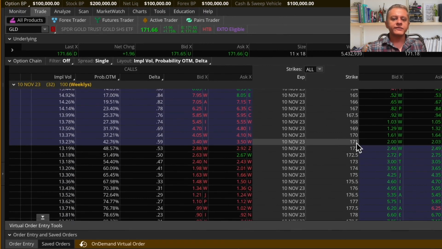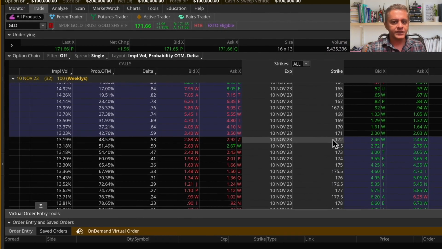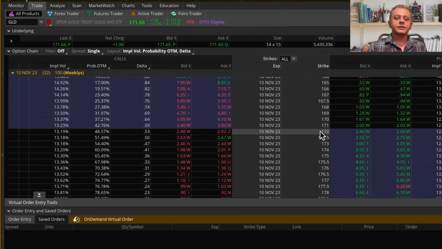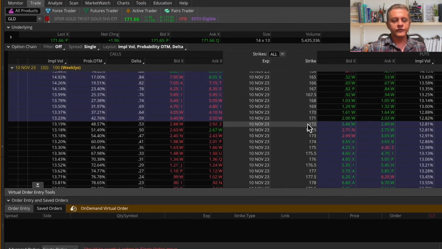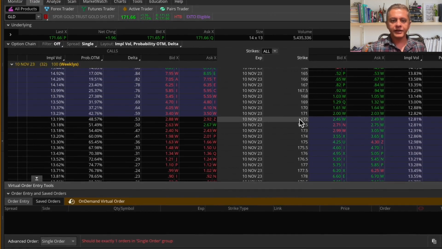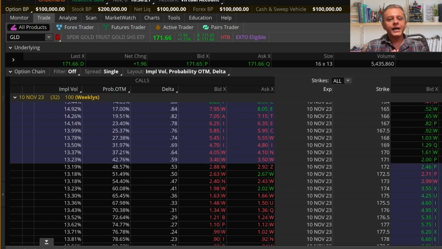So I would buy the 171 call and sell the 172 call. This is my spread, 171, 172. And the beauty of this trade is that the cost of the trade is only $50. In the trade alert, I've mentioned that the cost is $50 right here. And why is it so nice?